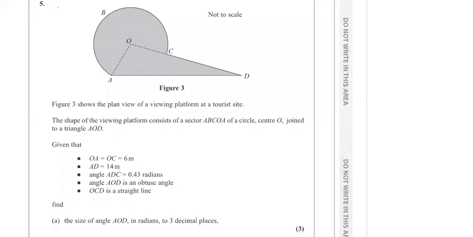In this video, we are going to solve question number 5 of Pure Mathematics 1, January 2021. The question is: Figure 3 shows the plan view of a viewing platform at a tourist site. The shape of the viewing platform consists of a sector ABCOA of a circle, center O, joined to a triangle AOD. Given that OA equals OC, which is 6 meters, while AD is 14 meters.